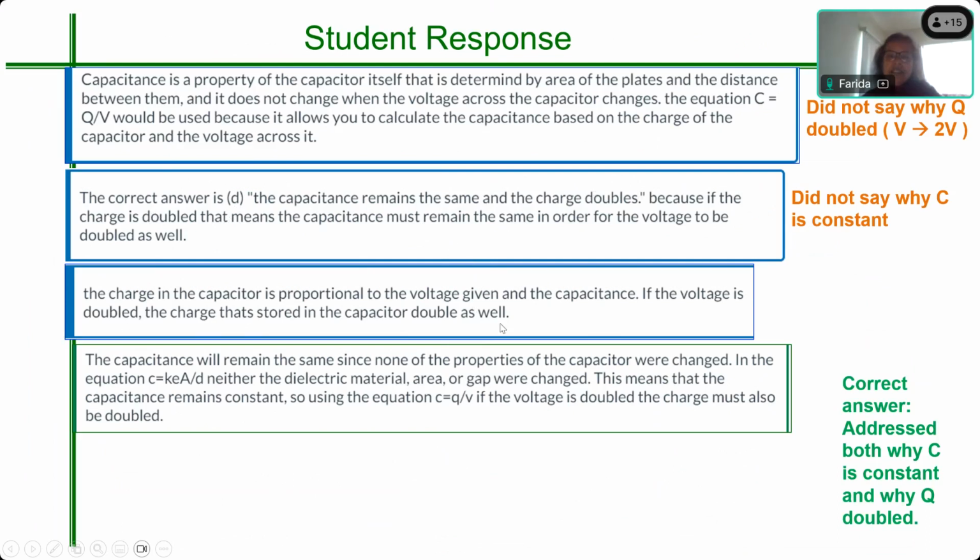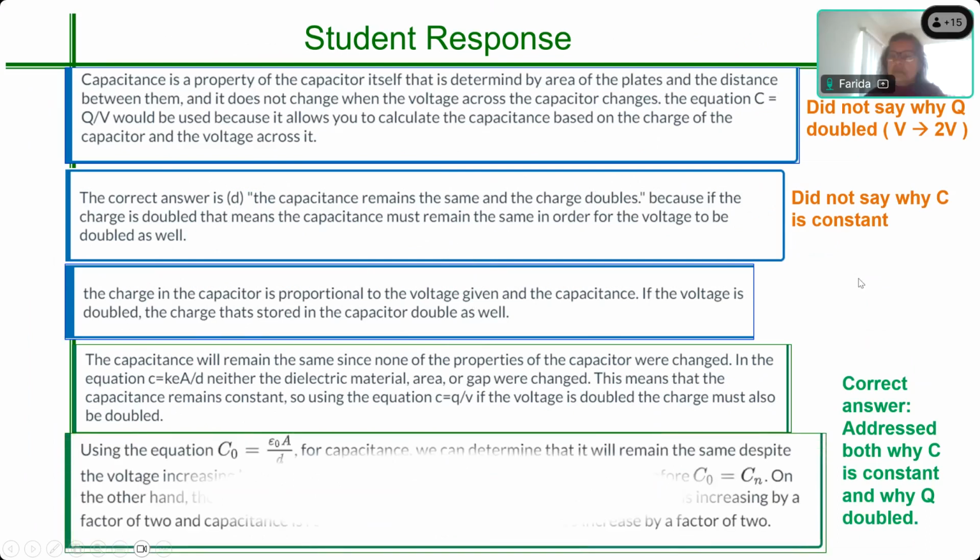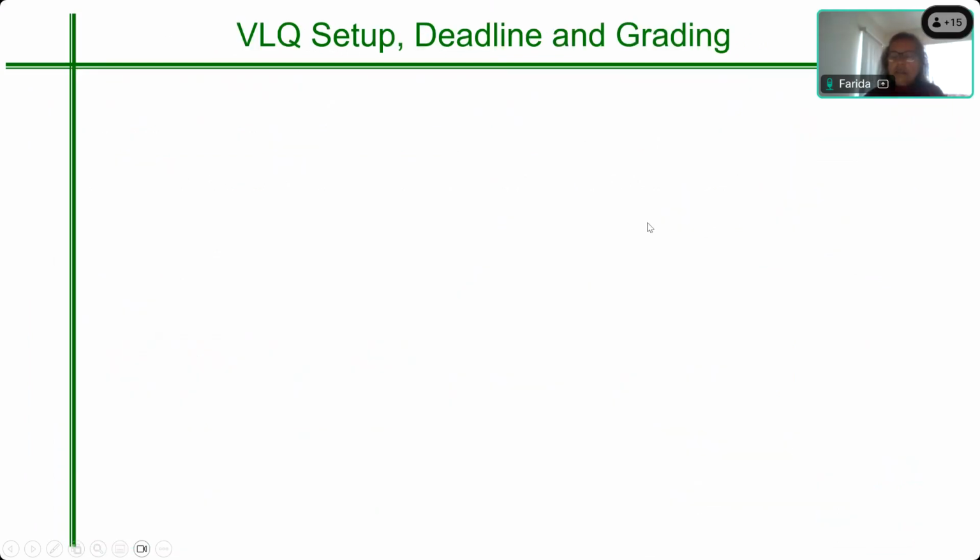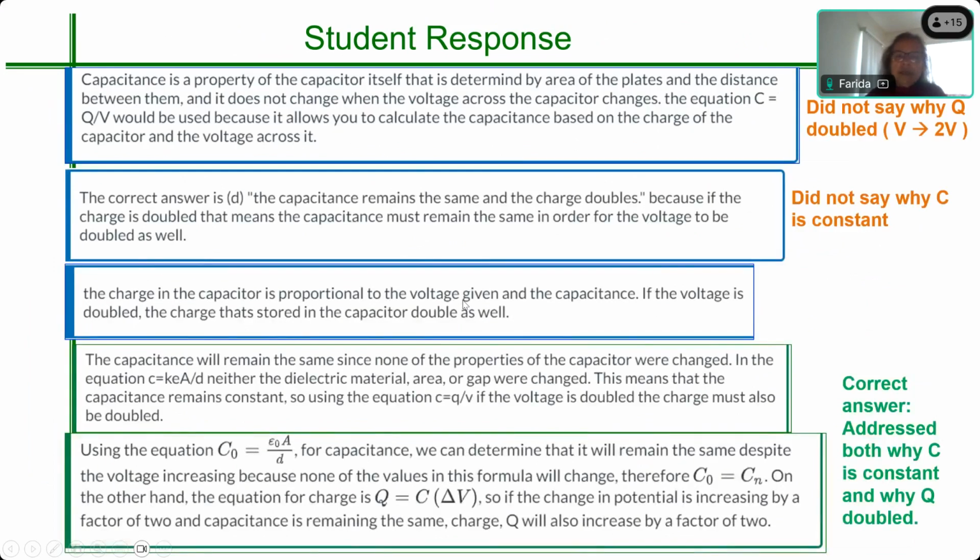And then this one, I thought, oh, sorry. Both of these, the second and third one, have the same issue. The student did not address exactly why the capacitance should stay the same. The last two with the green border are correct answers.